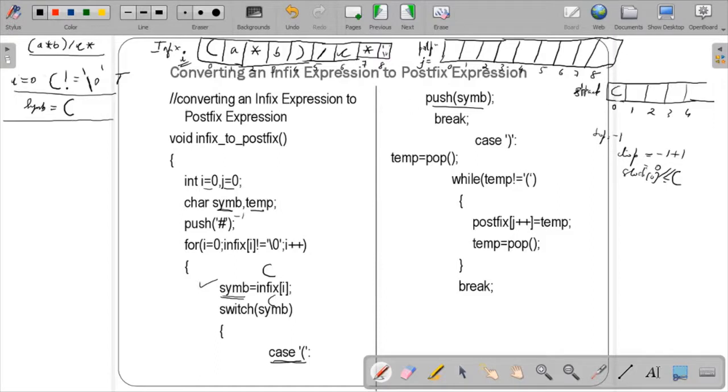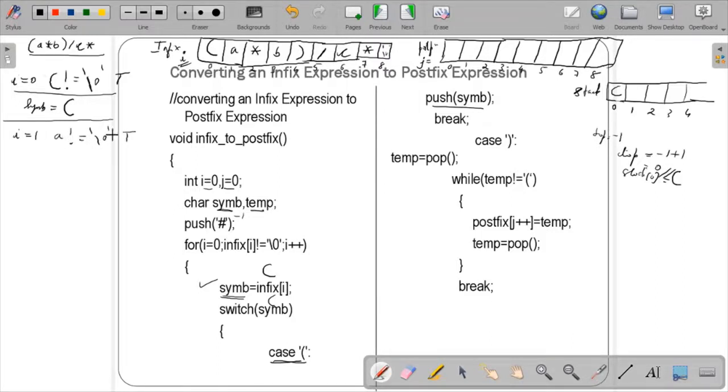So this job is done. I have pushed onto the stack. It is over here. Now I will be what? I will be 1, and I is incremented to 1. So you'll check infix of I. What is there in infix of I? Infix of 1 is nothing but the value A. A is not equal to null character. You'll check whether A is equal to null character. A is not equal to null character.